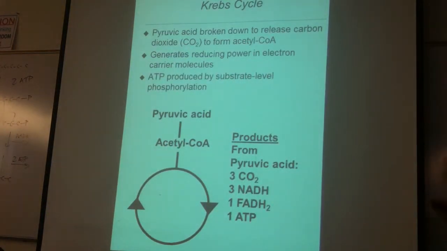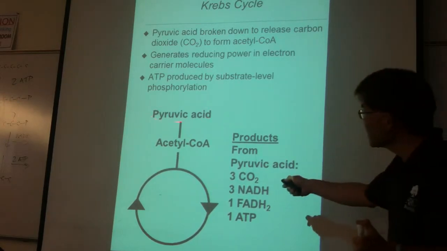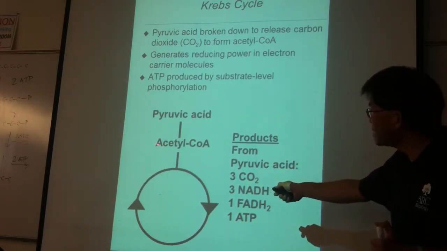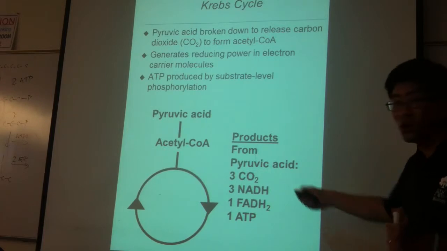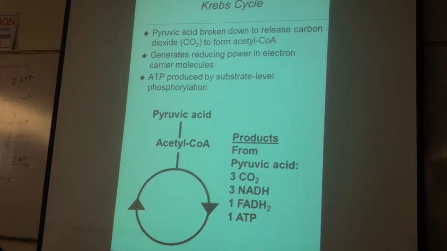All right. So what happens is that pyruvic acid gets further broken down by the Krebs cycle, so that now you get carbon dioxide. Actually, I'm jumping way ahead. First of all, before we get into the Krebs cycle, let me back up here. So you get pyruvic acid. And then what actually goes into the Krebs cycle is acetyl-CoA.